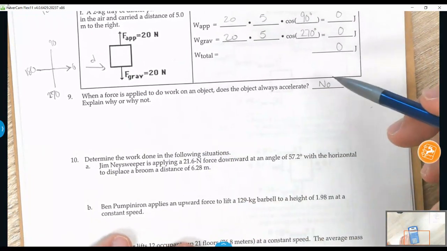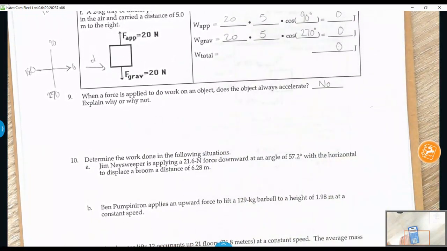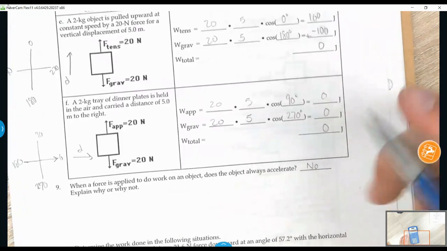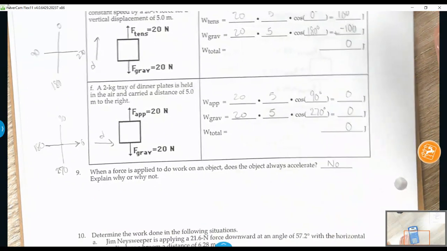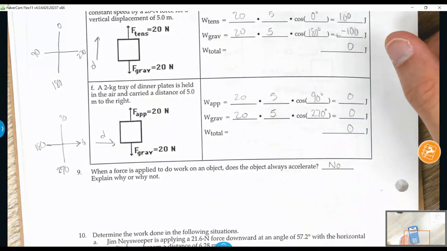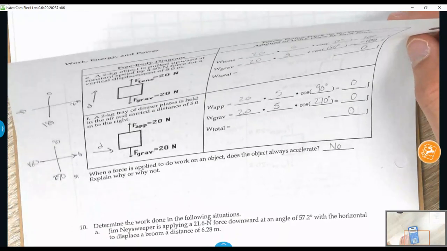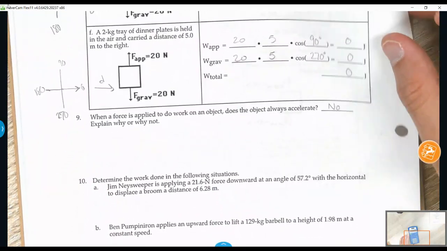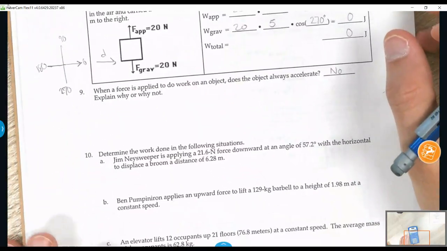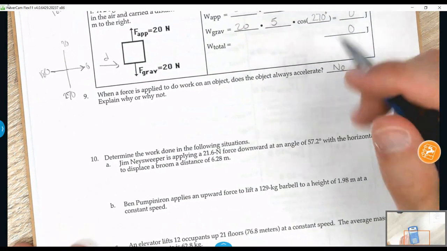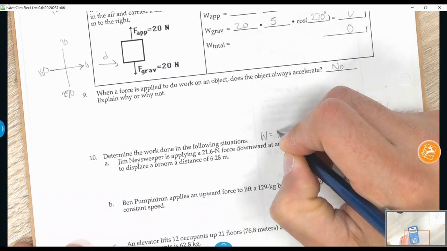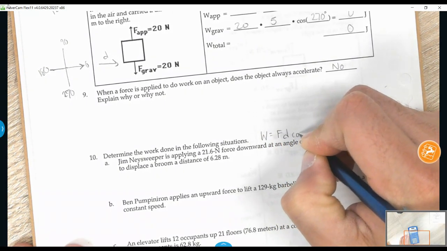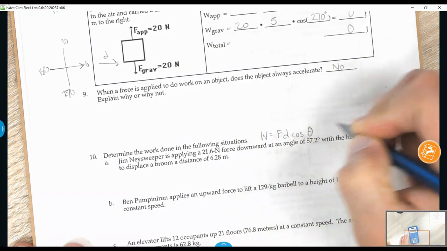So you can have forces that balance everything out, in which case there will be no acceleration. And in the other cases, you have work that balances out, positive and negative. So even though you do have work being done, the object is not always going to accelerate. Number 10, looking at the equation for work, F D cosine of theta.